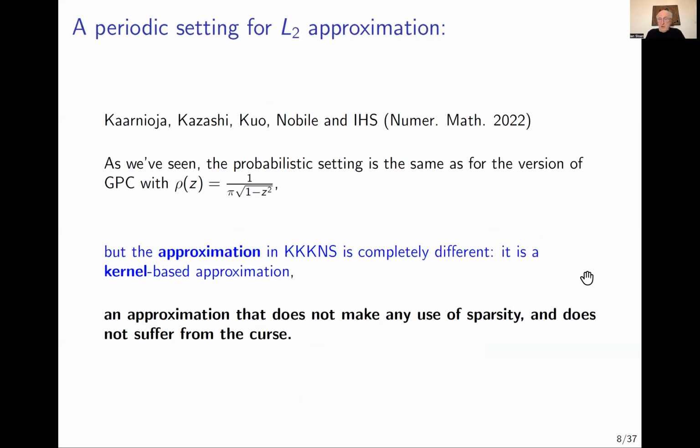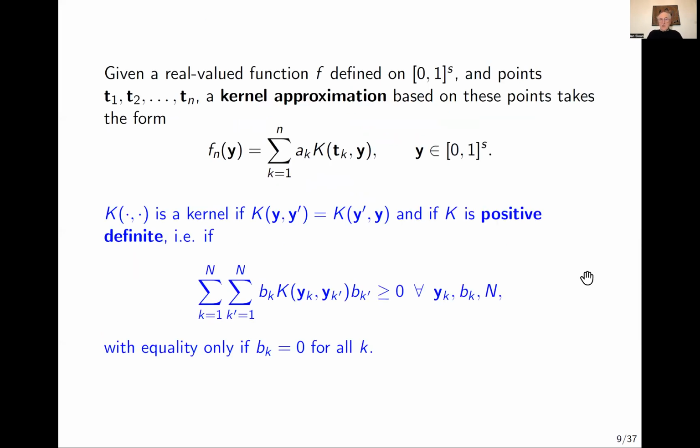So formally, we have not changed the model. We're using a model that is familiar, one of the commonly talked about models in GPC, but the approximation that we're going to use is completely different. Instead of using polynomials, which leads us to the curse, we take a kernel-based approximation, an approximation that makes no use of sparsity and does not suffer from the curse of dimensionality. I will show you numerical examples with remarkably high dimension in due course.